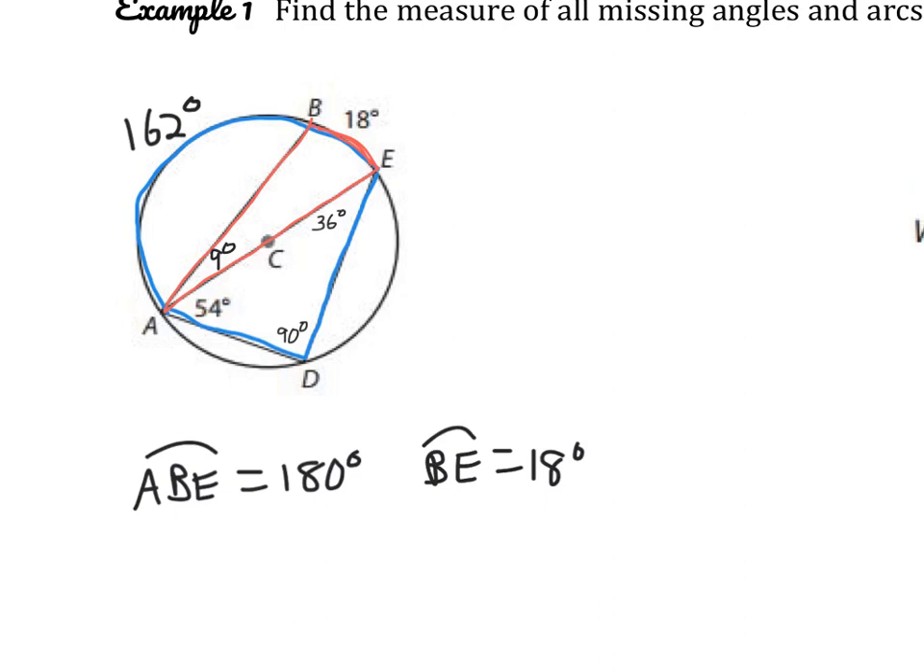And then we can go from this angle to arc ED. So again, if this angle is 54, let me color it in green, the arc that goes along with it should be exactly double that. So that means that ED should be 108 degrees. And then our last one, we could use angle AED, which is 36 degrees, and then we double it to get arc AD, so that should be 72 degrees.